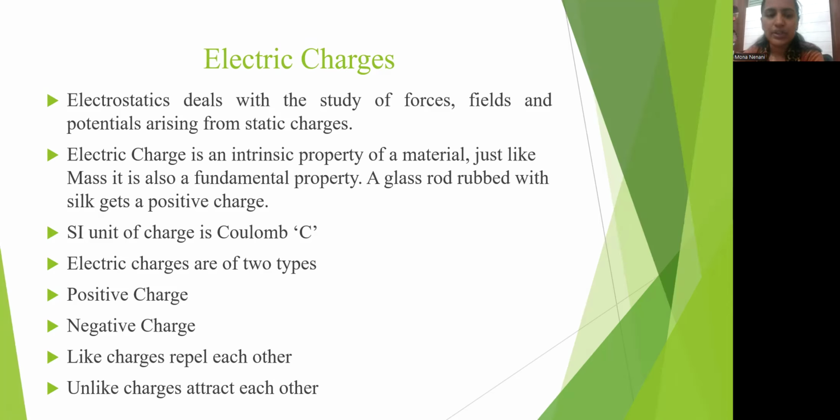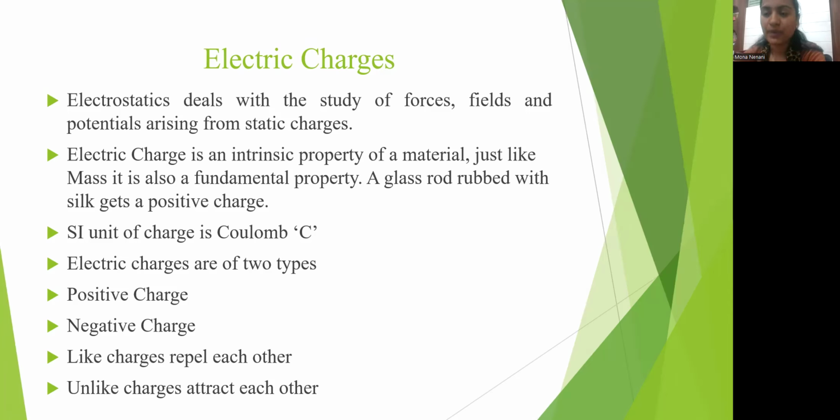So what are electric charges? Electric charge is an intrinsic property, that means a fundamental property of material, just like mass. Just as mass is a fundamental property, electric charge is also a fundamental property of material. We will see an experiment in the next slide. The SI unit of charge is Coulomb.